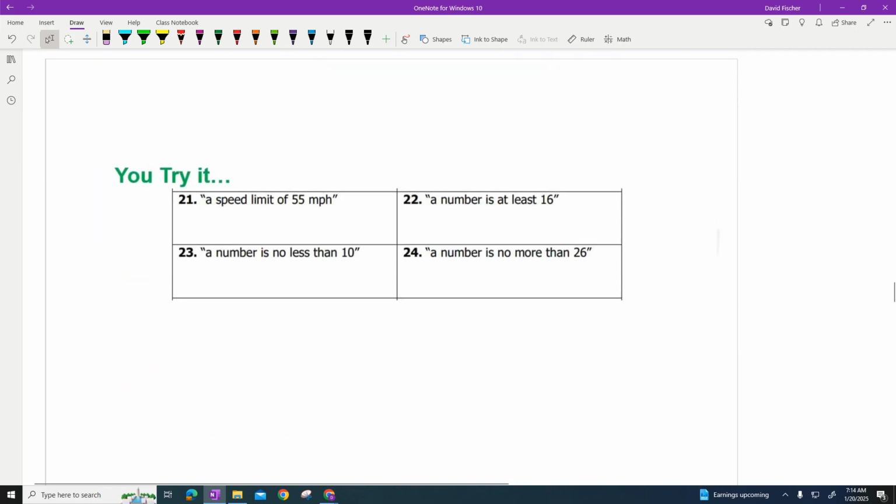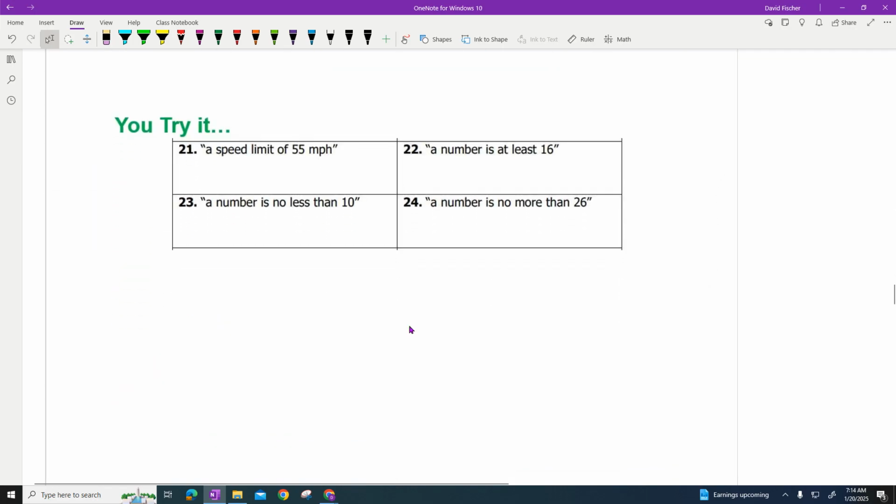A speed limit. Now we got to do some higher level thinking. It says you try, but let's do these together. So I want to put n for number, and if the speed limit is 55, well, that means you can't go over 55 miles per hour. So anything that's less than 55 miles an hour works, and your allowed limit means you can go exactly 55, but not over 55, chancing a ticket, okay?